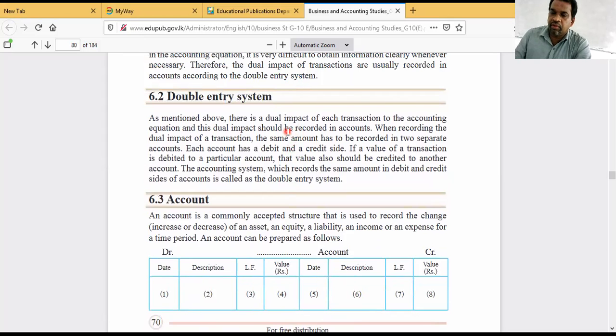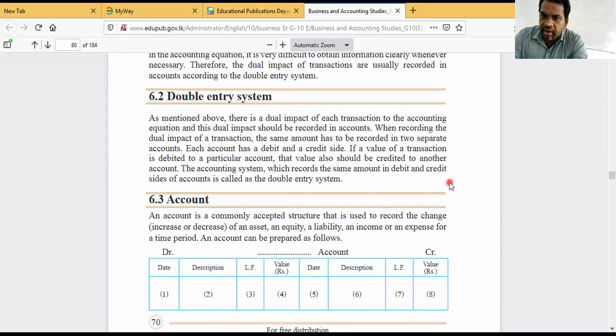You know, earlier we understood how to adjust business transactions in the accounting equation, but we can't use the accounting equation to adjust all the business transactions. When the business is expanded, there can be more business transactions. Therefore, we will apply the double entry system to record business transactions in a set of books.